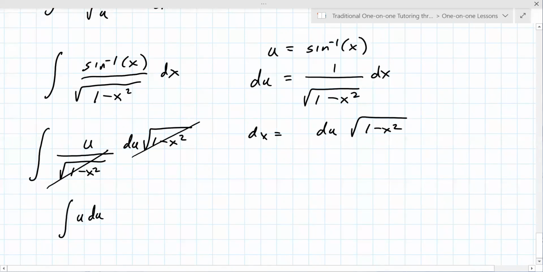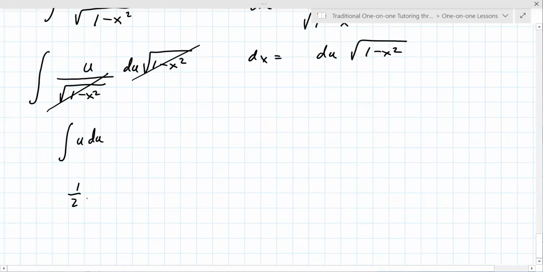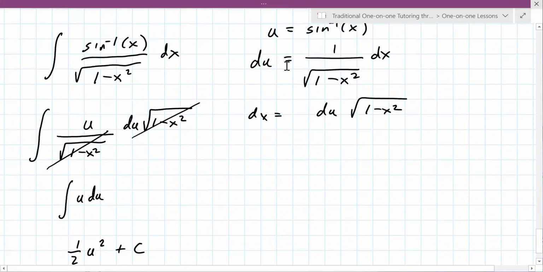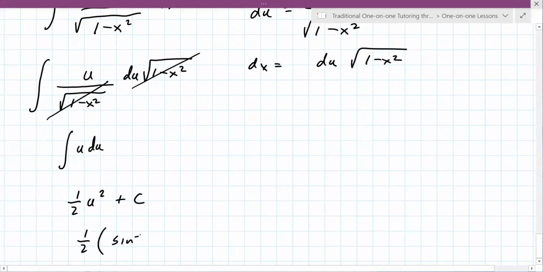Okay, so then how do you do that? The power rule. It always goes down to something very basic, something you already know. So then you do 1/2 of u squared, and u was sine inverse of x, so it's 1/2 of sine inverse of x squared plus c. Yes. And that's your answer. There's nothing else you can do.